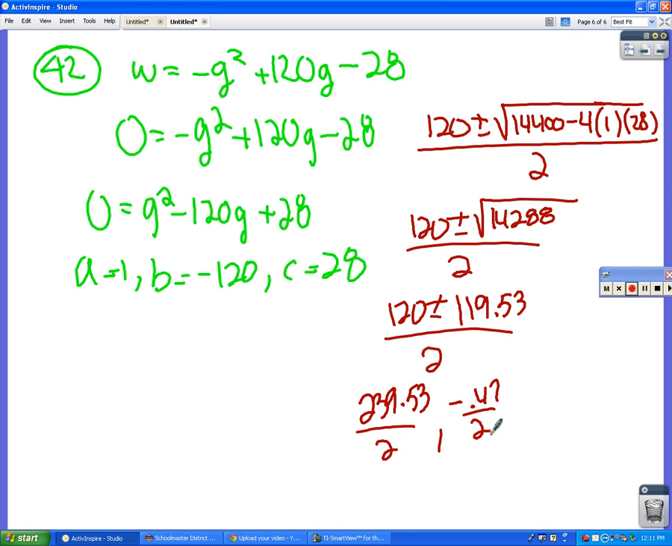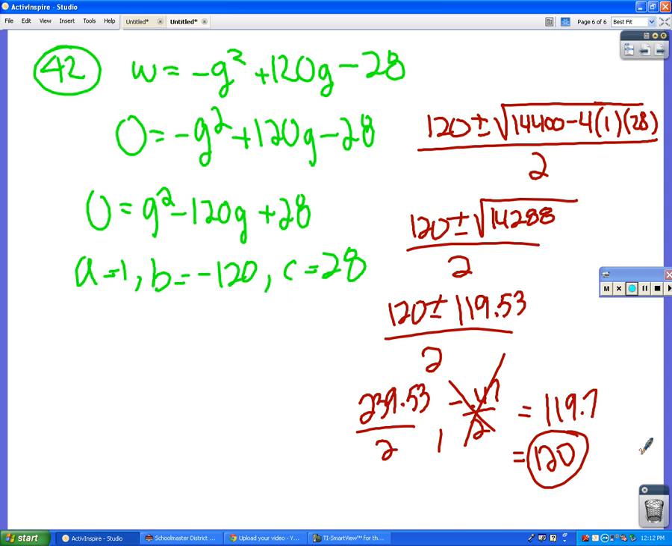Are we ever going to make a negative amount of things? Nope. So this negative answer I can throw away. So then I really want to know just what 239.53 divided by 2 is. And that's 119.7. Okay. So how many do I want to make? Because I also can't make the 0.7 one. About 120. So if I make 120 gizmos, I believe it was, then they'll be at about the break-even point. All right?